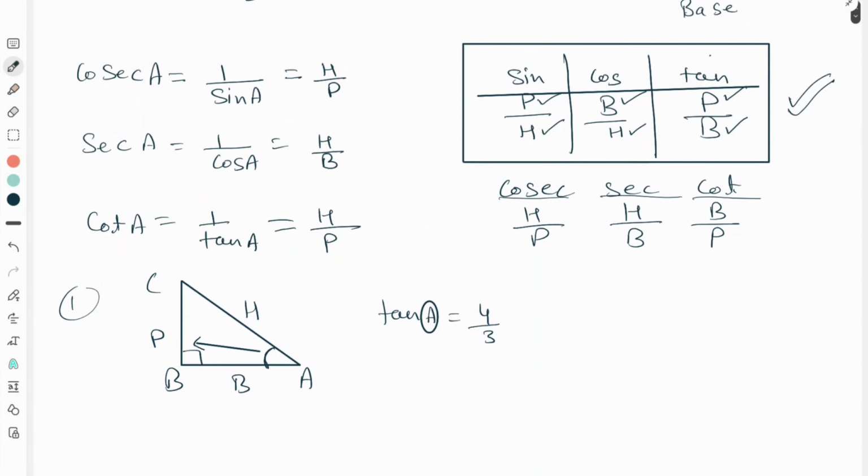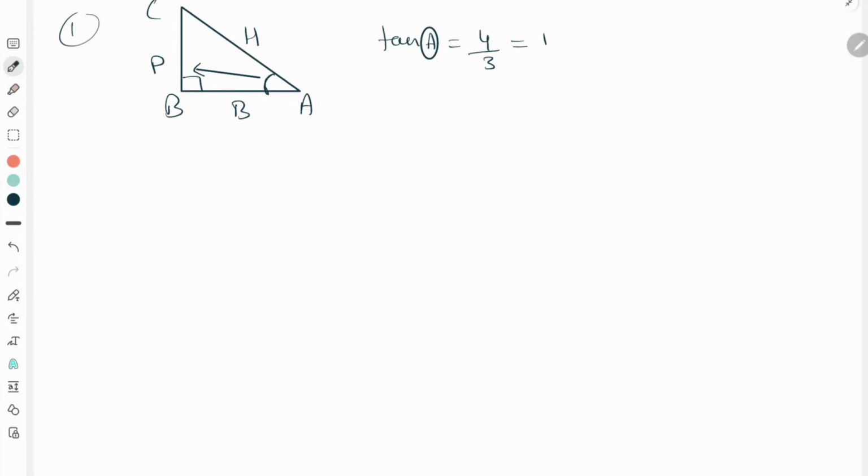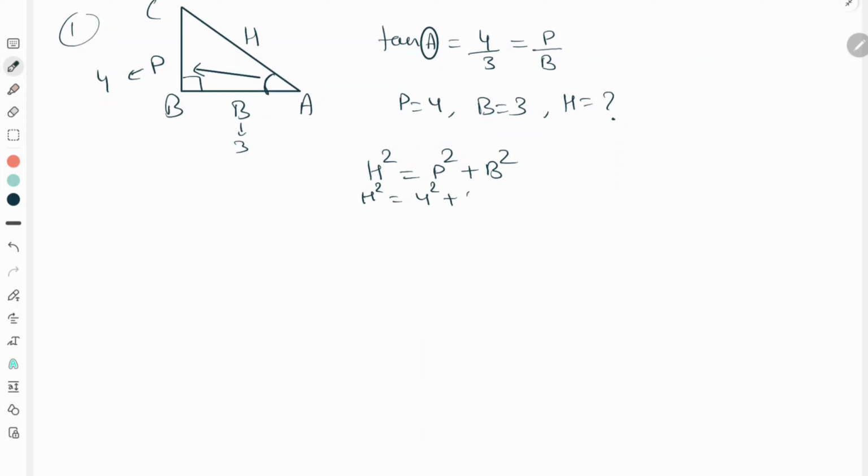So we already know the ratio of tan is perpendicular upon base. So we can say that 4 by 3 is equal to perpendicular upon base. So this means we have perpendicular as 4, base as 3, and we have to find the other side, which is hypotenuse. So we can use Pythagoras theorem, which is hypotenuse square equal to perpendicular square plus base square. So h square is equal to 4 square plus 3 square, 16 plus 9, h square is 25, and h is equal to 5. So this is our final answer.